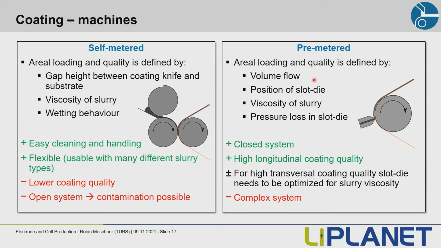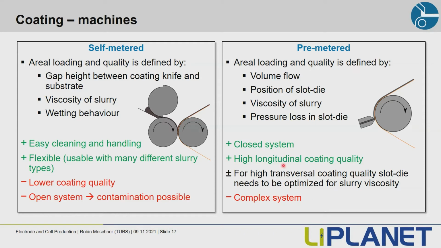Pre-metered processes, on the other hand: in this case, the area loading and quality is defined by the volume flow we apply from outside, the position of the slot die, so whether it is in 8 o'clock position or 12 o'clock position or something in between, then the viscosity of the slurry and the pressure loss in the slot die gap. These systems are closed, therefore contamination is not such a great problem, and they have a high longitudinal coating quality. If we want to achieve a high transversal coating quality as well, the slot die needs to be optimized for the slurry we use. So the slot die is not that flexible regarding different slurries, and it is much more complex compared to a self-metered process.